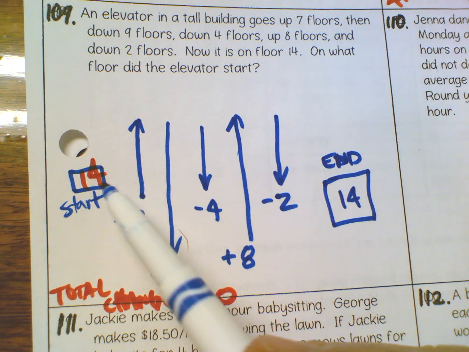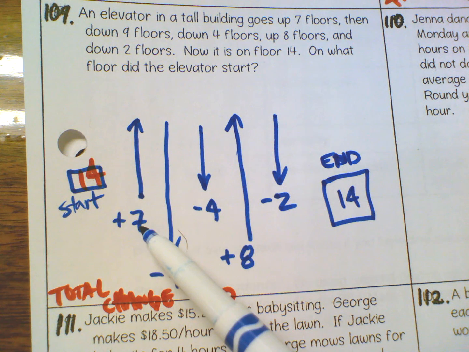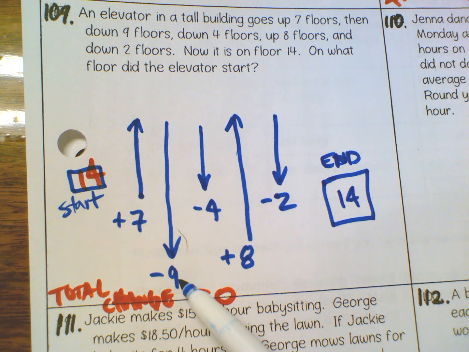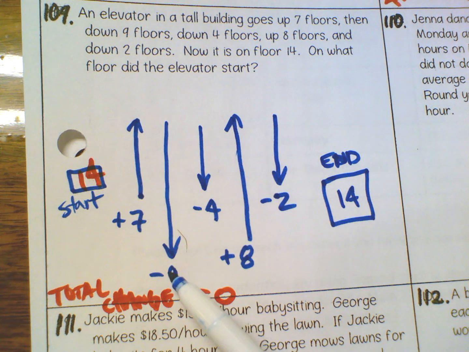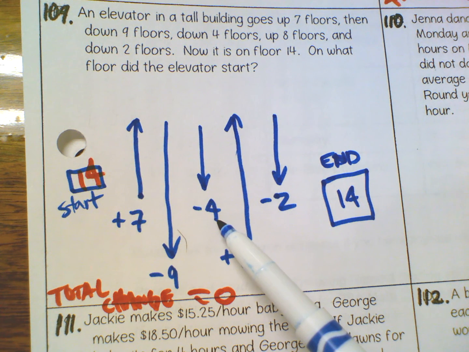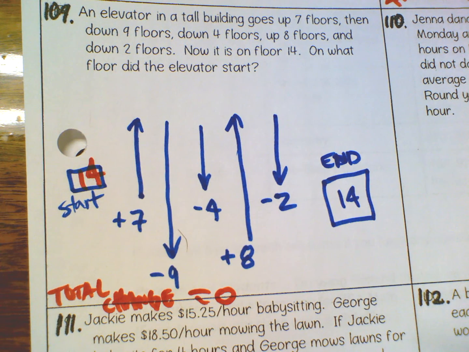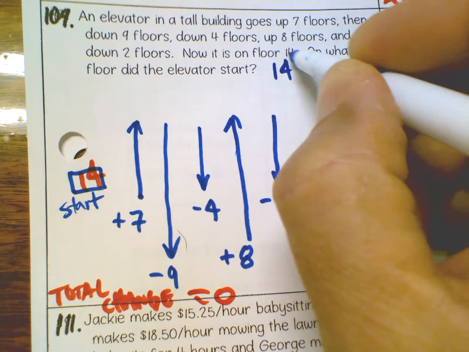So, I mean, we could check that. 14 plus 7. If it started at 14 and went up 7, that would be floor 21. Down 9 floors, 21 minus 9 would be 12. Down again 4, so it'd be down to 8. And then up 8 goes up to 16. And then down 2 goes back to 14. So its start is at 14. Awesome. So my final answer, 14.